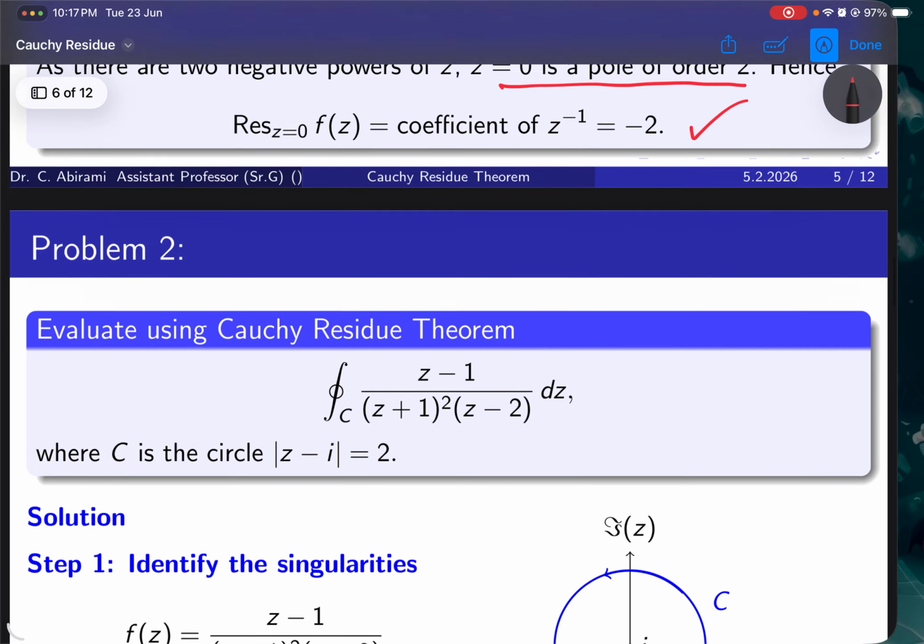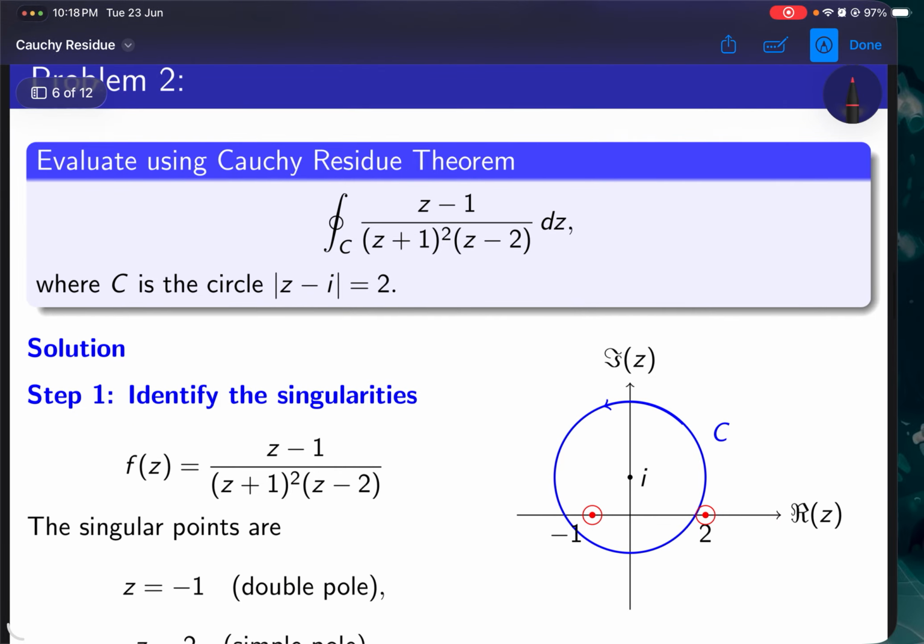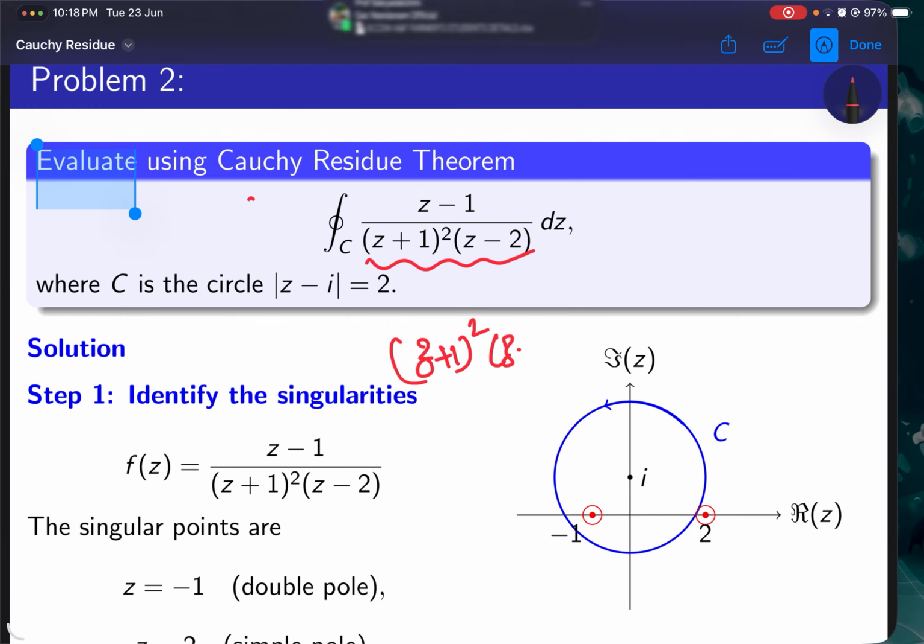So one more problem we are going to discuss by using the Cauchy residue theorem. Integral over C of (z - 1) divided by (z + 1) squared (z - 2) dz, where C is the circle |z - i| = 2. First we are going to identify the singular points. Singular points means we equate the denominator term to 0. The denominator is (z + 1) squared into (z - 2). That is z + 1 = 0, z = -1 twice, and z = 2.